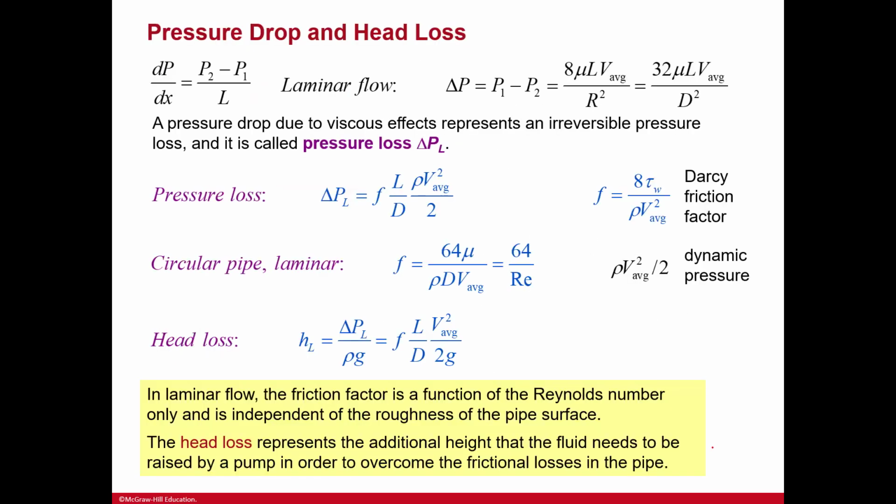You have pressure drops and head losses. So again, more formulas. You've got changes in pressures 1 to 2, things like that. Pressure loss, circular pipe, laminar head loss. In laminar flow, the friction factor is a function of the Reynolds number only and is independent of the roughness of the pipe surface. So we just take this friction factor as being a function of the Reynolds number. A head loss represents the additional height that the fluid needs to be raised by a pump in order to overcome the frictional losses in a pipe. So what you would need additional.